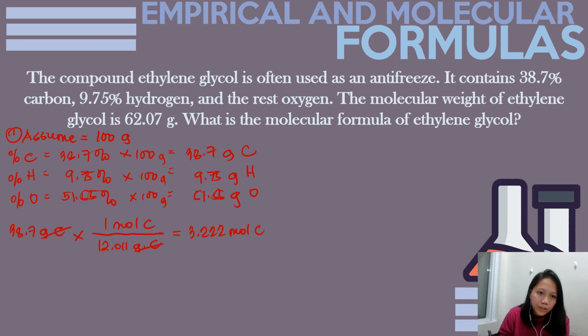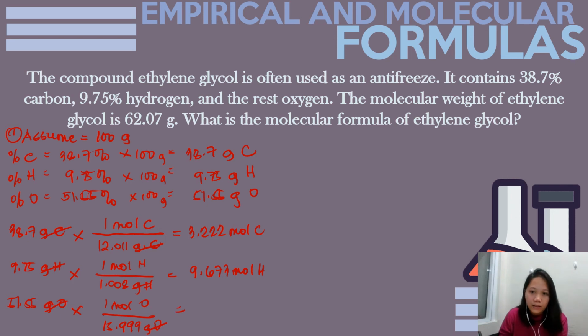How about for your hydrogen? You have 9.75 grams of your hydrogen times, in every 1 mole of hydrogen, you have 1.008 grams of hydrogen. These are just molar masses, ha? Then you have here 9.673 mole of hydrogen. Then for the last one is 51.55 grams of oxygen. Multiply it with, in every 1 mole of your oxygen, you have 15.999 grams of oxygen. You cancel out the grams, then you now have the moles.